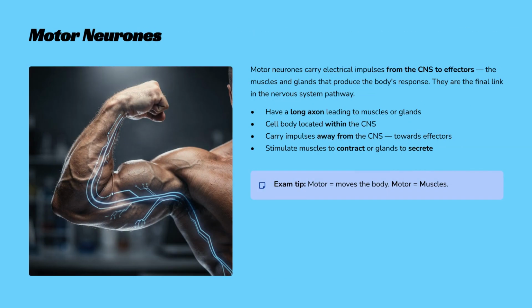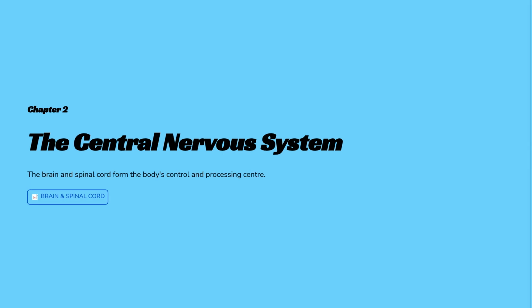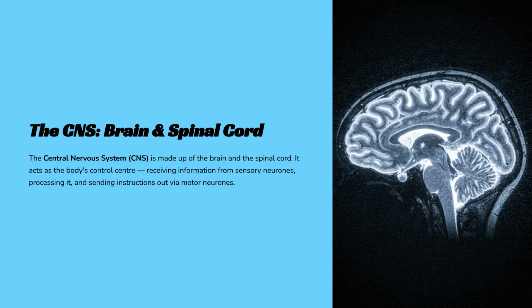Motor neurons carry impulses from the CNS to effectors, muscles, and glands. They have a long axon, their cell body is within the CNS, and they carry impulses away from the CNS to stimulate a response. Chapter 2 focuses on the central nervous system. The brain and spinal cord form the body's control and processing center. The central nervous system, or CNS, is comprised of the brain and spinal cord.